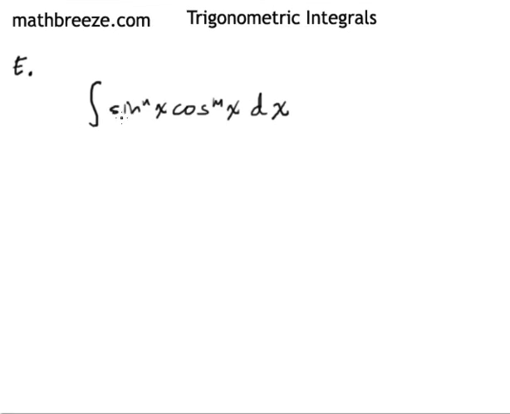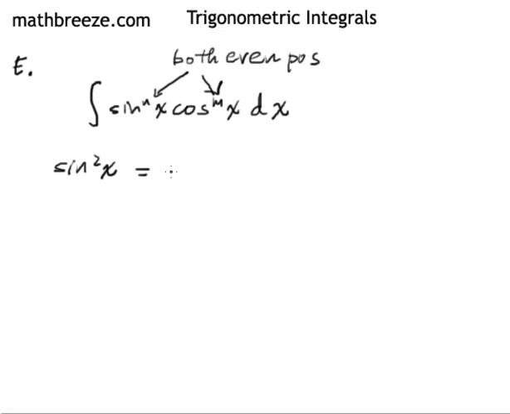This is the last type of trig integral that we'll be looking at in this section. And this sort of looks like the first type that we did. The first type required that either n or m be odd. So this time we're requiring that n and m are both even and positive. And we're going to be using two trig identities.